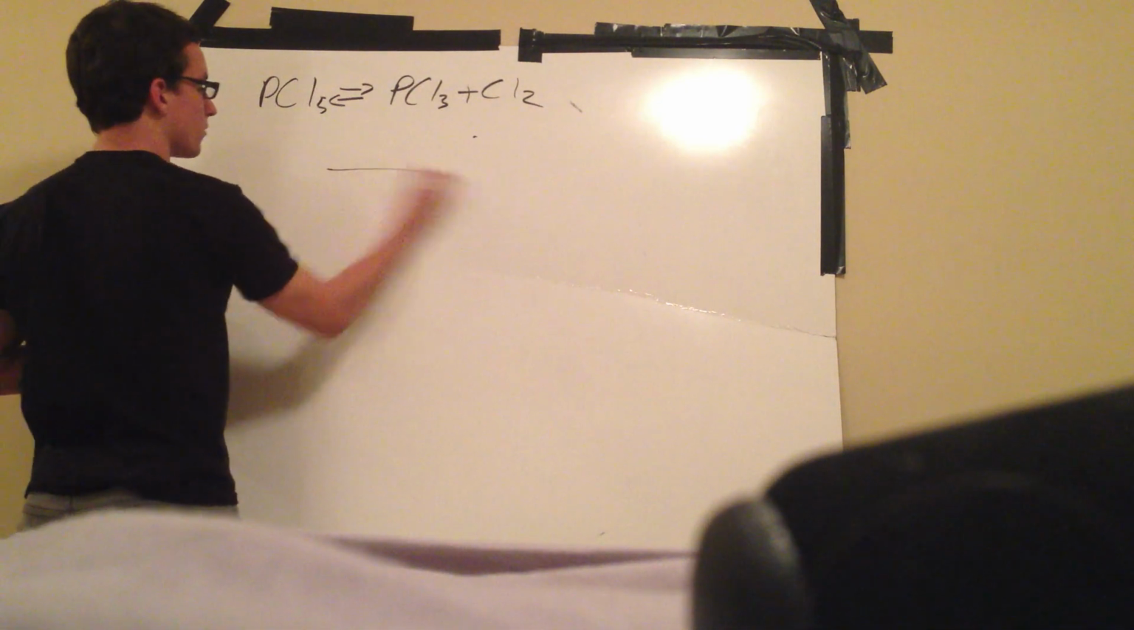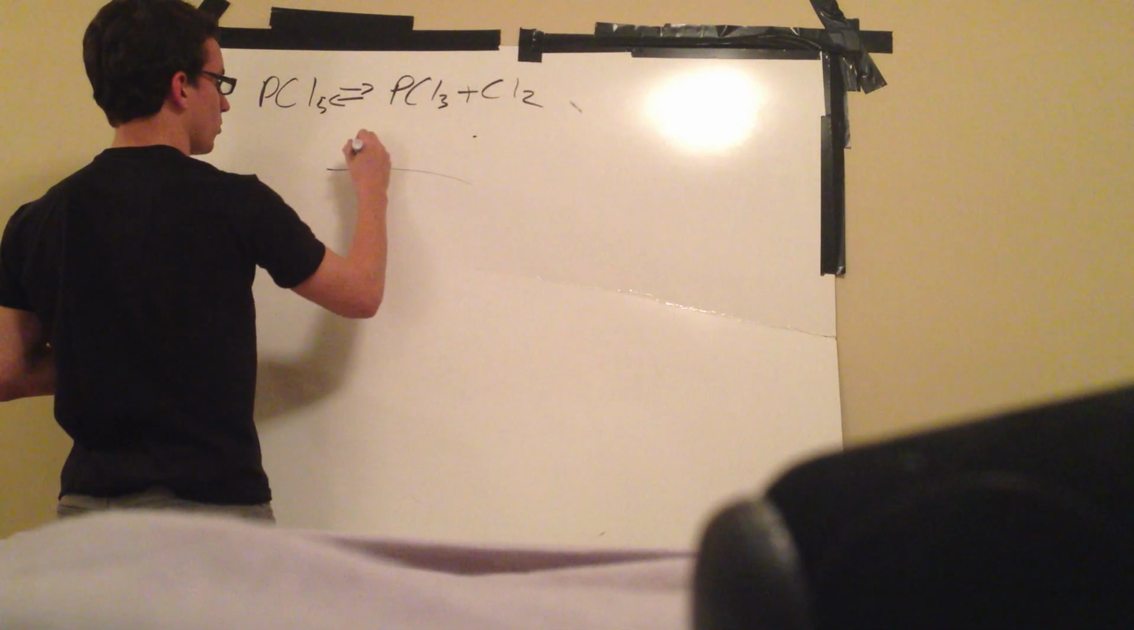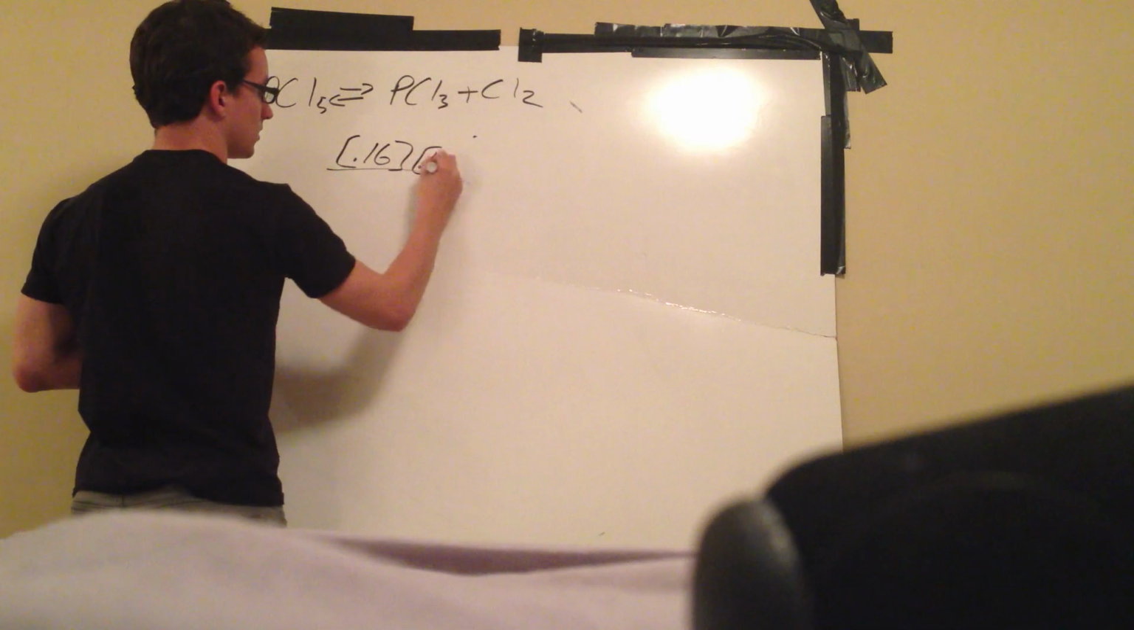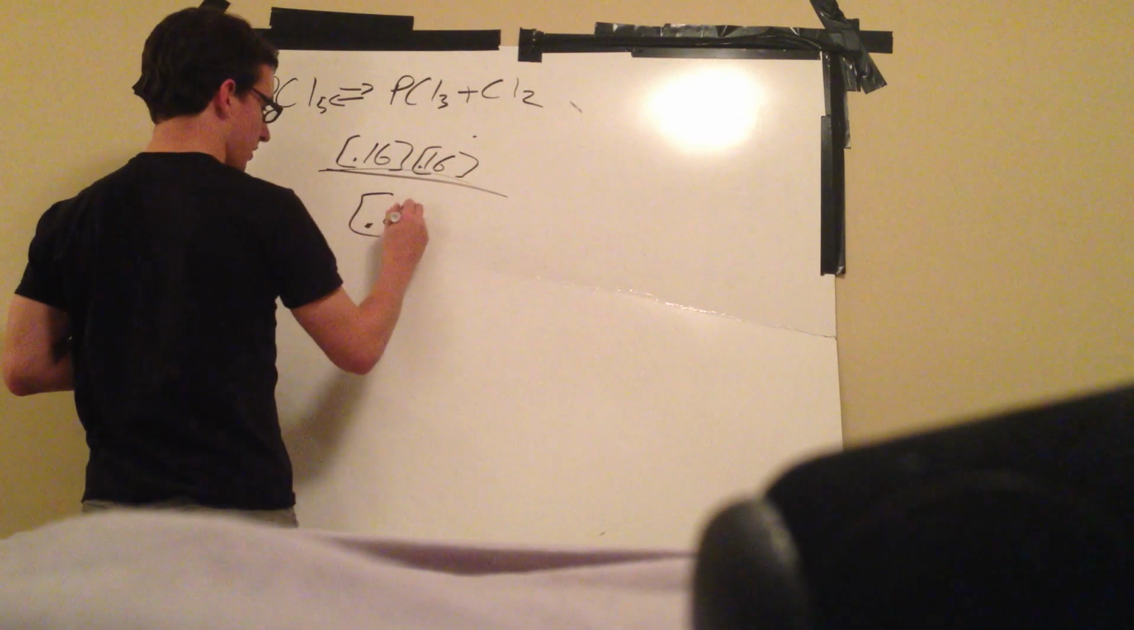Let me make sure that I formatted that correctly, and let me check in the book. Yep, okay. So now it asks us, what is the value of the equilibrium constant Kc for the reaction? Alright, so now we're just going to plug in what we have. So it's more Kc. Here we go. Products over reactants. So these are both 0.16, so 0.16 times 0.16 divided by 0.44.